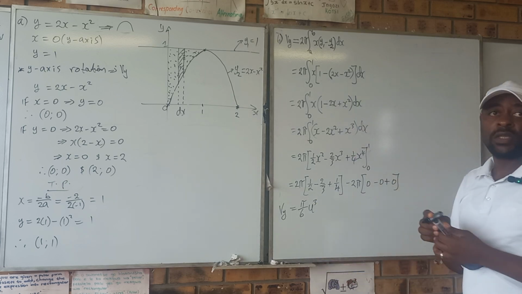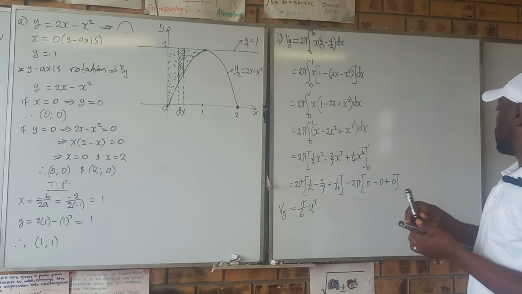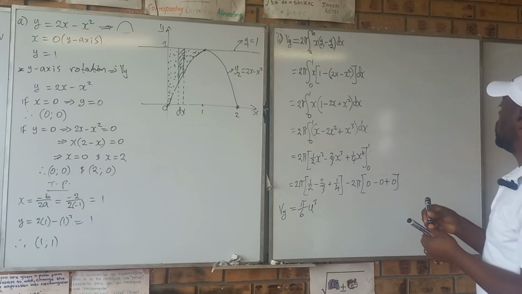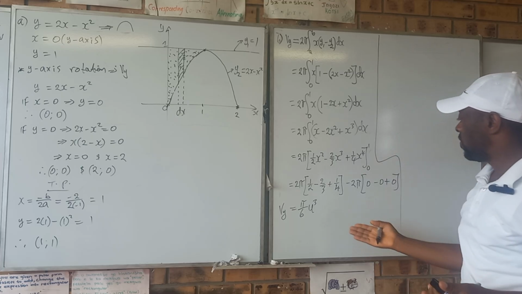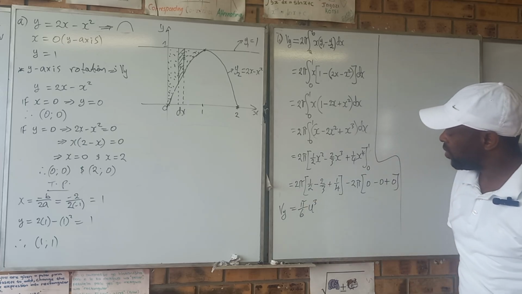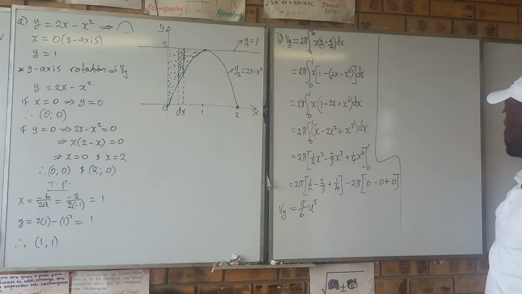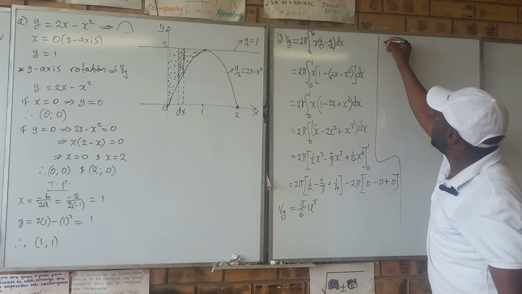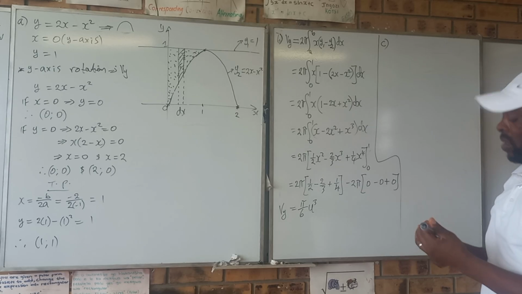So that's how simple it is to get our volume. So from our volume, we can now go to the C part. And with this volume, I'm confident because it's a positive answer. You only have to start getting worried if your volume is a negative answer. So the C part says we calculate moment of inertia.